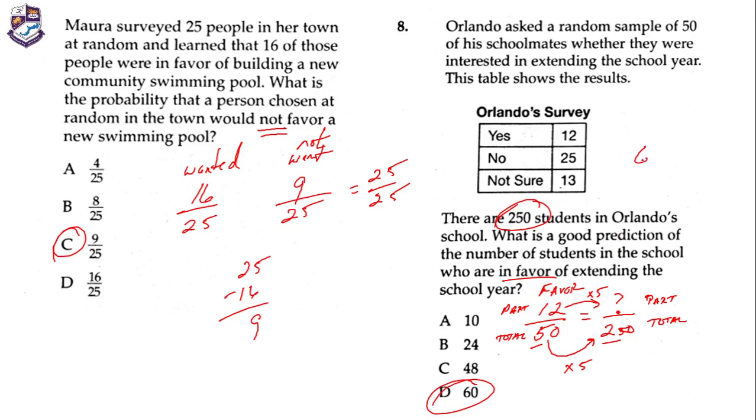And if you did it, 60 over 250, guess what that would simplify to? 6/25. It's an equivalent fraction, but it's just helping us make a good educated guess based on the survey that we already took.